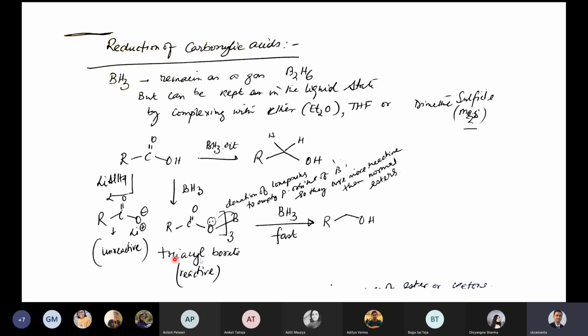Like that you get 3 of them. So that is triacyl borate. Okay. In this intermediate, now you have more BH3 in the medium. Now you have this hydride that is present in BH3. That now reacts with this carbonyl carbon, and this bond breaks easily because borate formation is quite stable. So this bond becomes a little bit weak. Okay.